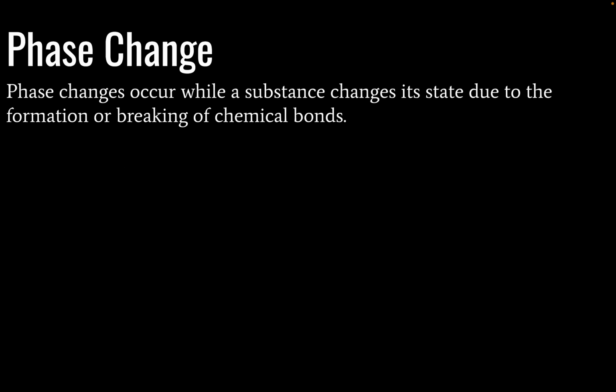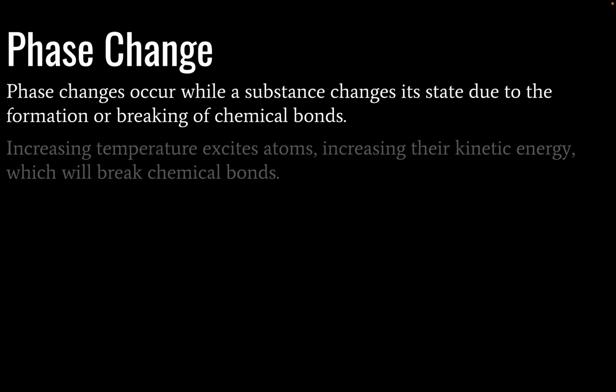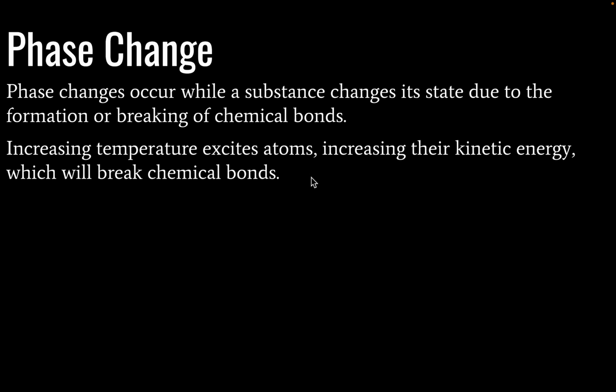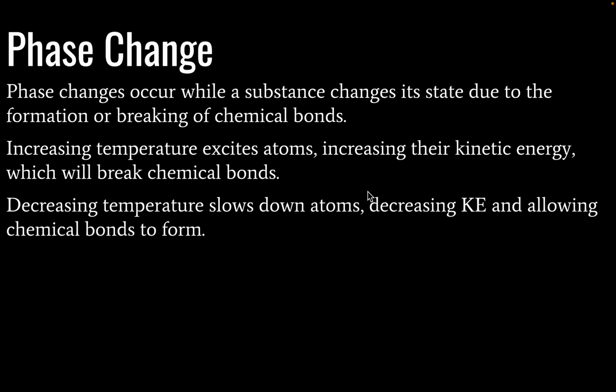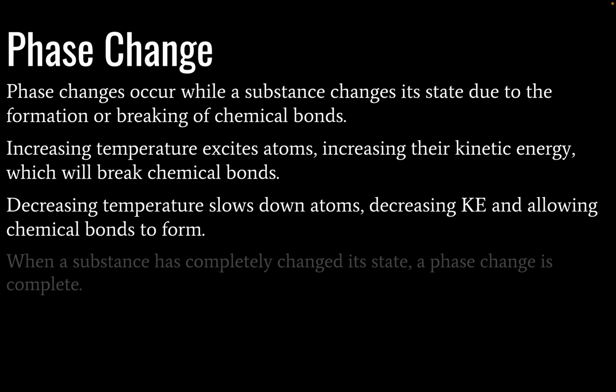Okay, so phase changes occur when a substance changes its state due to formation or breaking of chemical bonds. The way that these chemical bonds are allowed to form is by increasing or decreasing temperature. If we increase temperature, that's going to excite our atoms, increase their kinetic energy, and that's going to cause chemical bonds to break. So we're adding energy to the system. Decreasing temperature slows down our atoms. That decreases kinetic energy, and chemical bonds will form. They kind of snap together electrostatically, or like magnets.